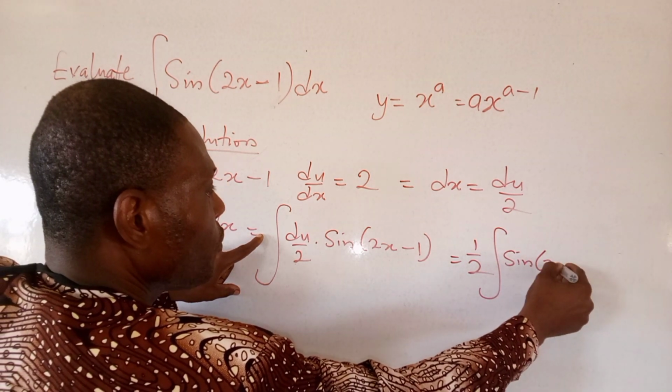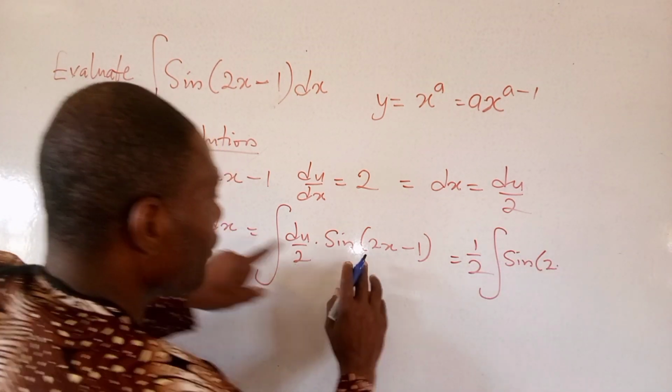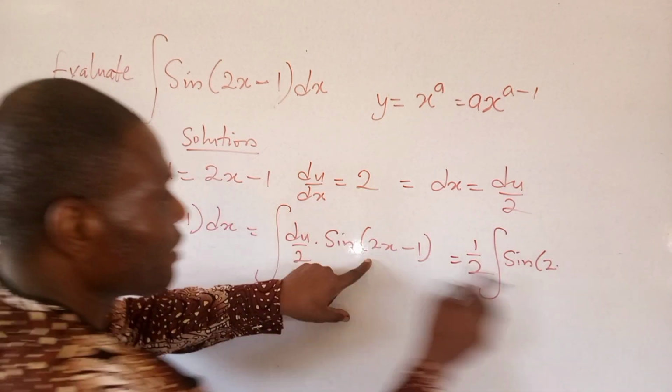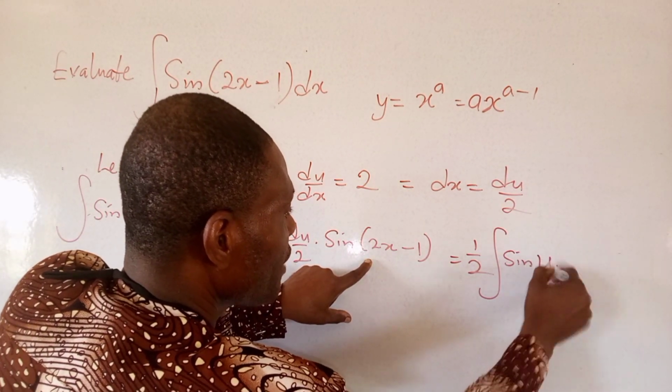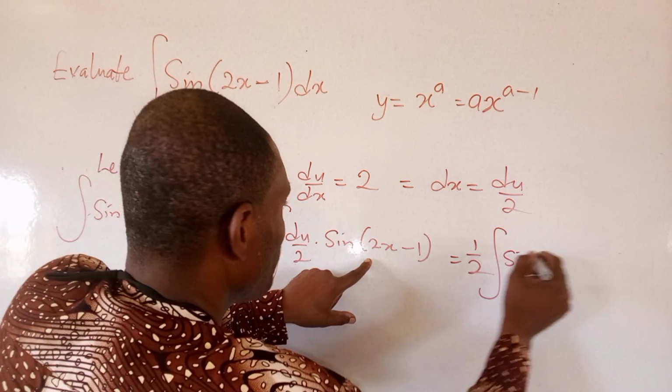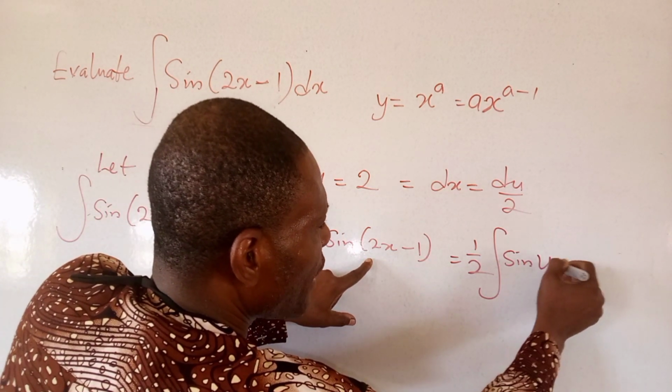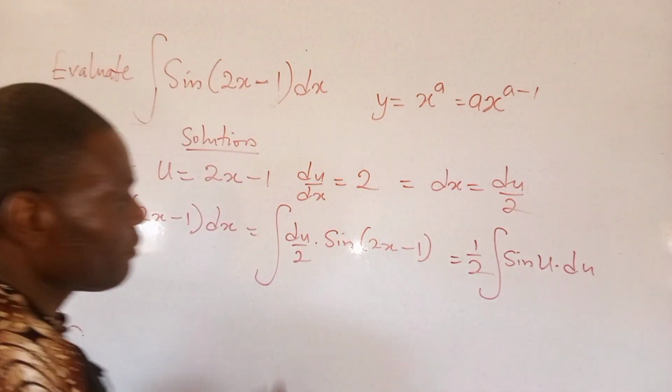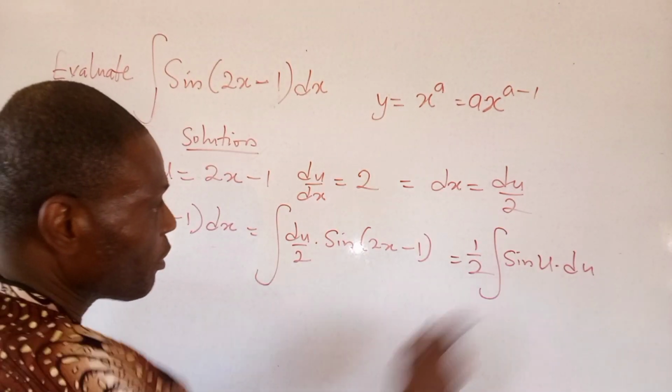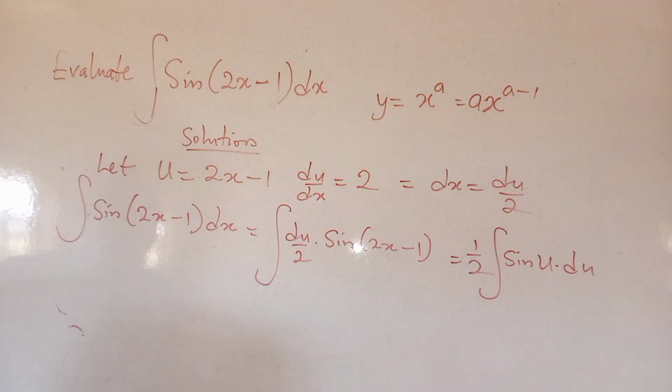of sine 2. Now I'm going to replace this. Well, I already replaced that, so I'm going to put u there, times du. And that means that this is also supposed to be u, but still the same. They are just the same.